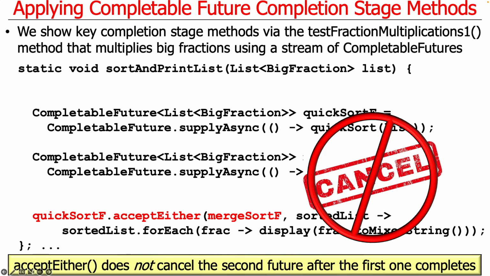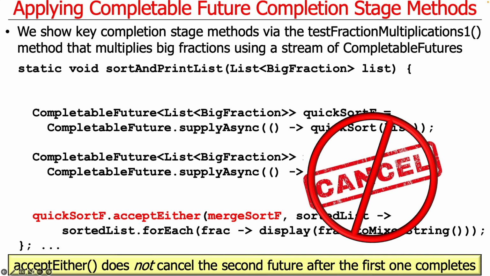As we talked about before, acceptEither does not cancel the second future after the first future completes. And the reason for that, once again, is that completable future could very well be needed for some other computation somewhere else in the program. That's perfectly legitimate. And so we don't want to conflate the behavior. We don't want to mix what's called policy and mechanism. Just because acceptEither doesn't want it in this call doesn't mean someone else doesn't want it. So it doesn't cancel it unilaterally.